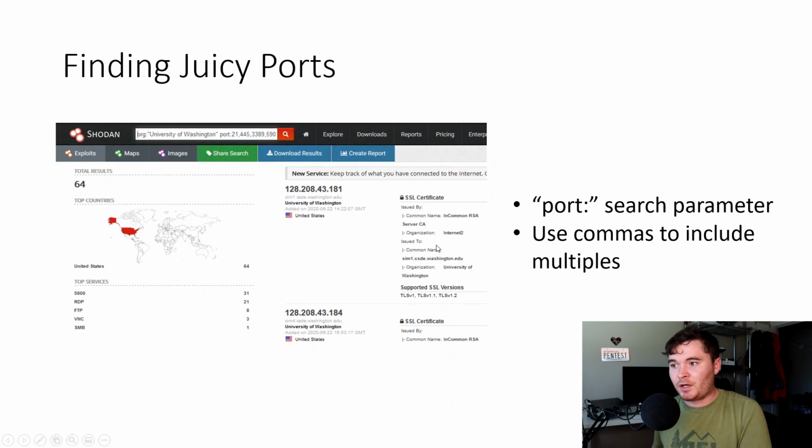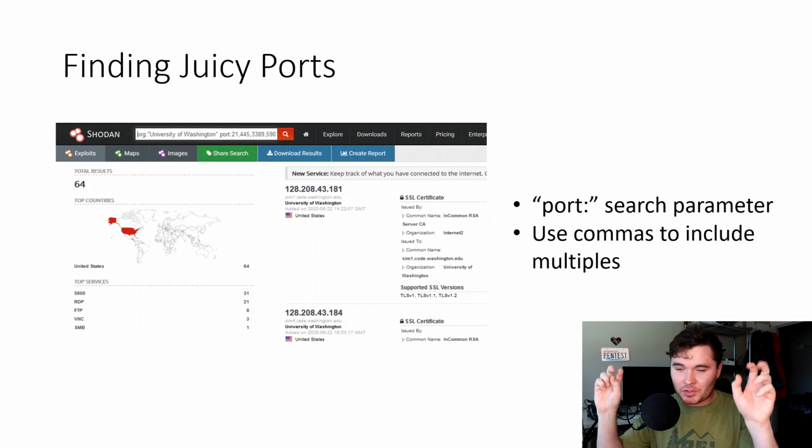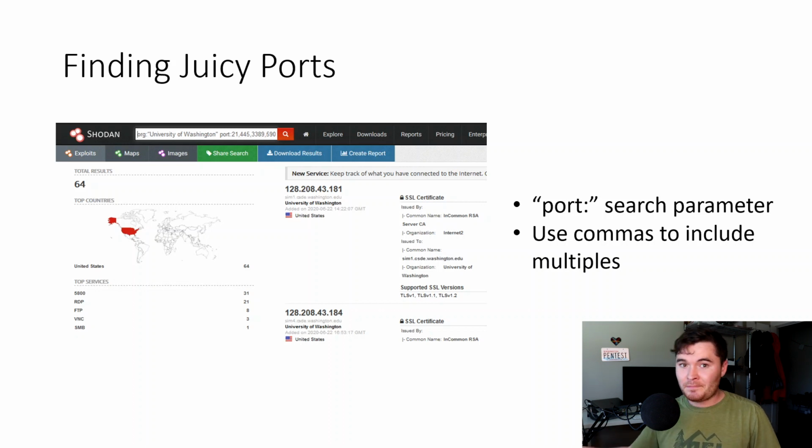So, finding juicy ports. Now this is kind of vague, but basically we're looking for ports that an attacker might go after. I just did some very high level ports in here. So I did org:"University of Washington" port: and then 21, so FTP, 445, which is SMB or Samba, 3389, which is RDP, and then 5900, which is VNC. So you can see we have 64 results that belong to University of Washington and have those ports open.